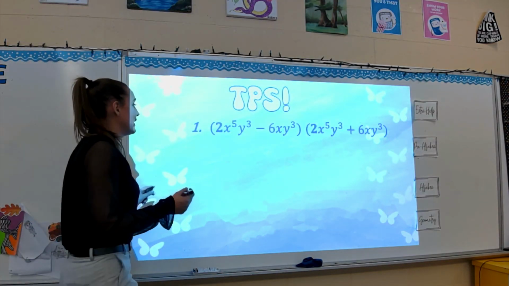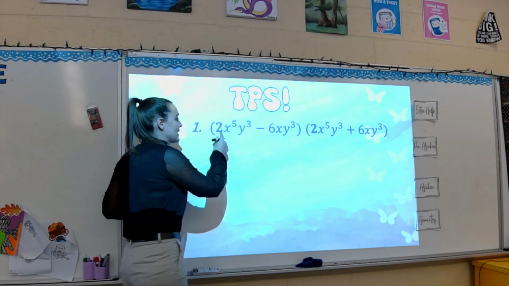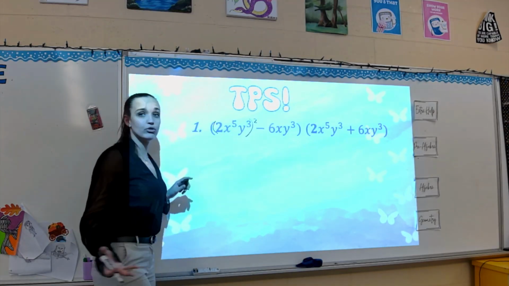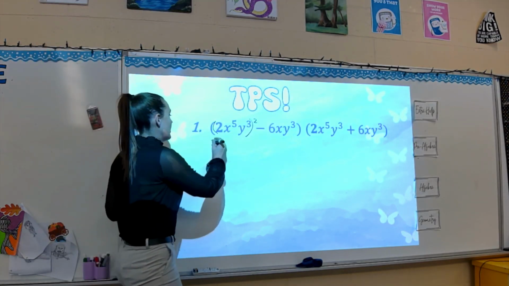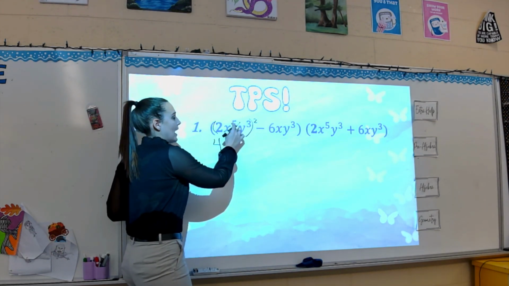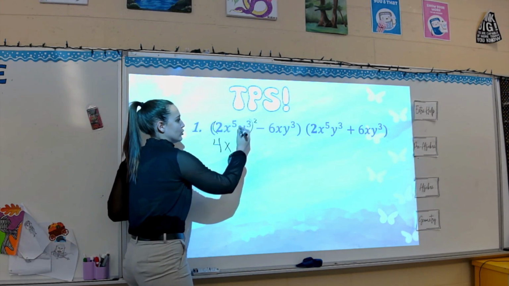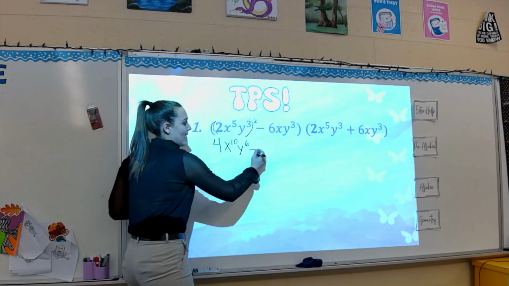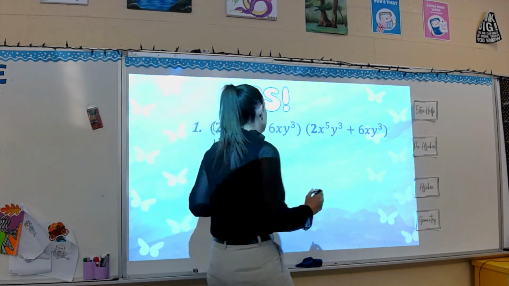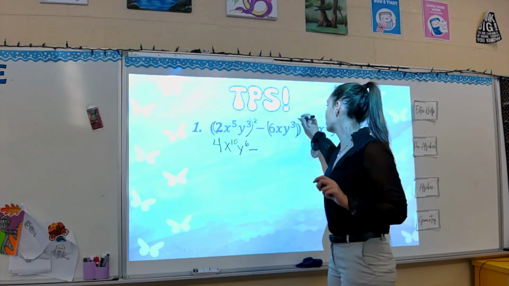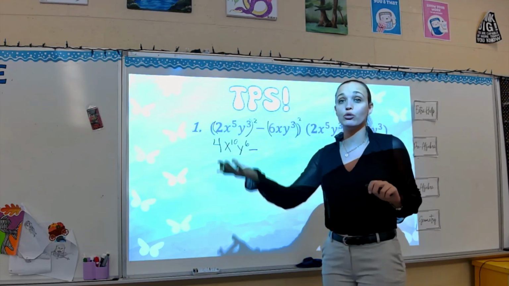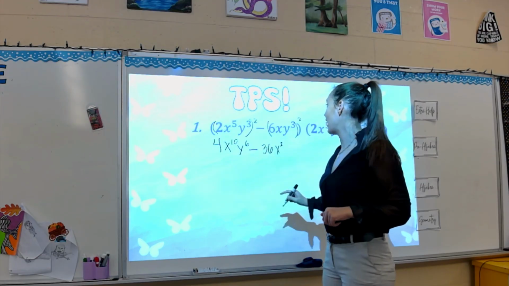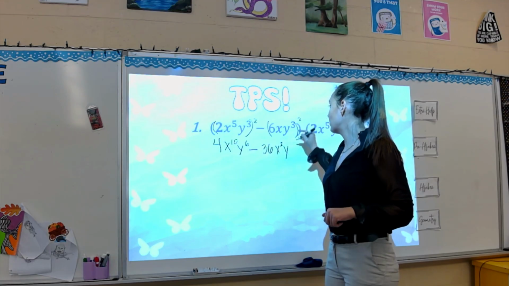So what I'm going to do is square this one, which means I do 2 to the second power. It's like I have it just like this. I do 2 to the second power, which is 4. I do x, I multiply my exponents, x to the 10th. I multiply y to the 6th. I always put a minus in between. I'm now going to do the same thing here. I'm taking this and I'm squaring it. So I do 6 to the second power, which is 36. x to the second power, then y, 3 times 2 is 6.